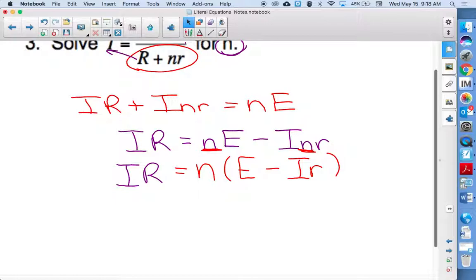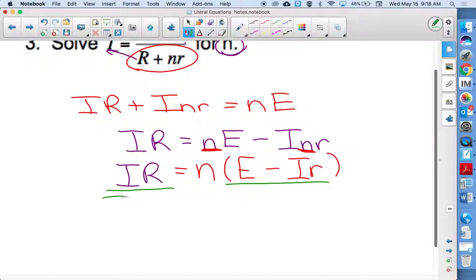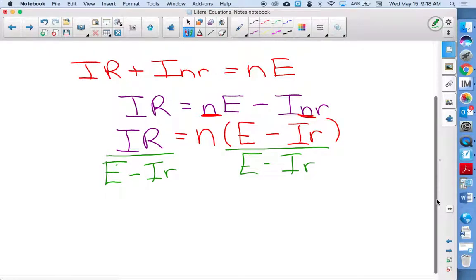And then Elena, to get n by itself, the last thing would be, divide by the parentheses. Yeah, divide by this entire term. So we're dividing by the e minus I r. So now n is by itself, it's equal to I r, and then e minus I r.